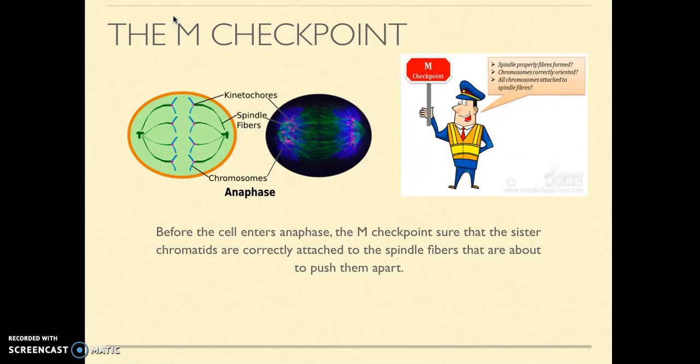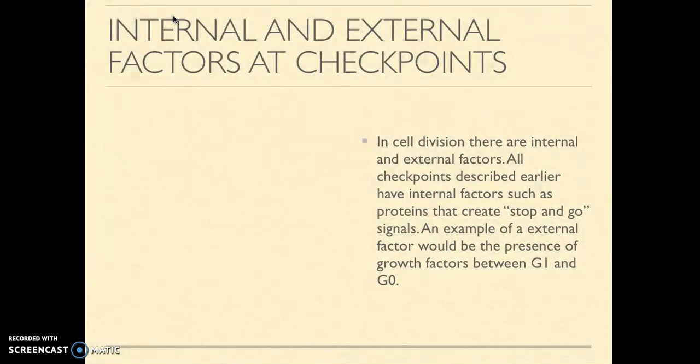The spindle fibers are properly formed and attached, and the chromatids are correctly oriented inside the cell. Okay, so then in checkpoints, there's internal and external factors. Internal factors include promoter proteins, and external factors would be growth proteins that are available between the G1 and the G0 phase.